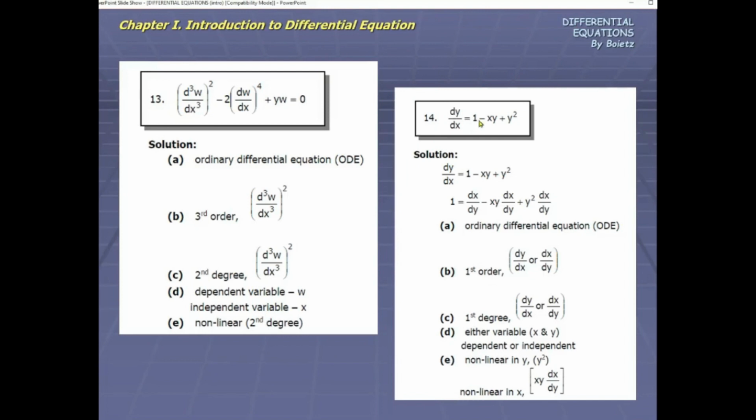Then dy over dx is equal to this. So that can also be interchanged. Okay, then, by the way, ordinary differential equation, first order only, dy over dx, first degree, raised to 1 only. Here, the dependent is y, it's no longer linear because there's a y squared. Here, x is the dependent, it's also no longer linear because x is multiplied by its derivative. So, it's no longer linear. So, therefore, non-linear in y or non-linear in x. Both are non-linear in x and y.